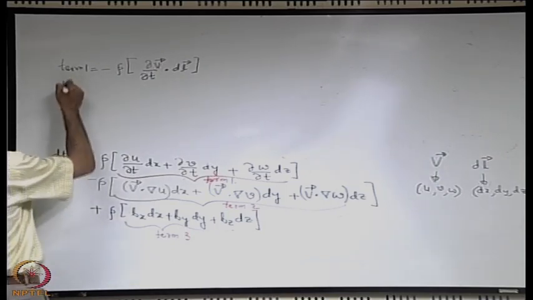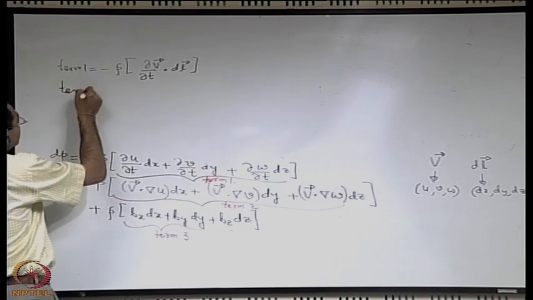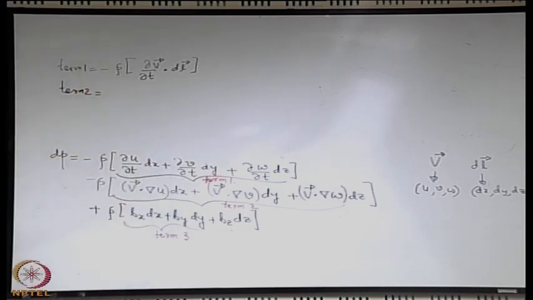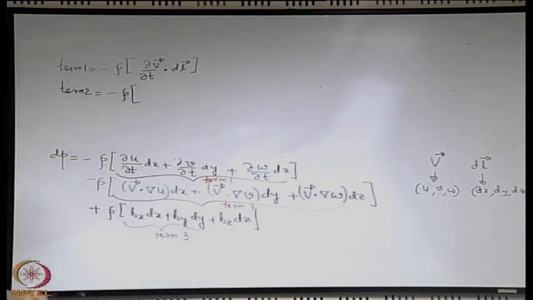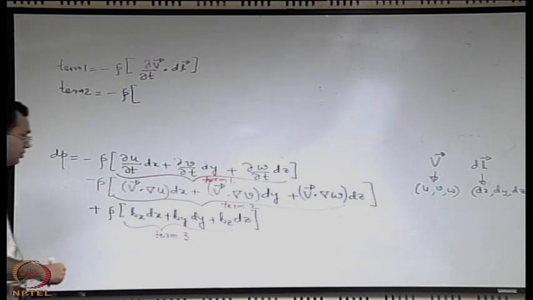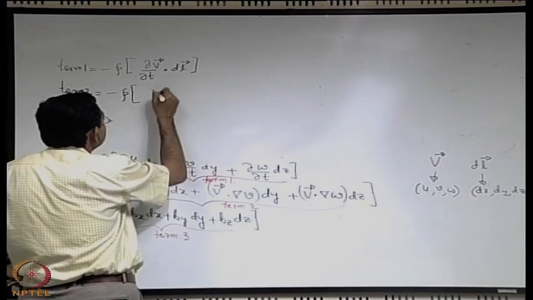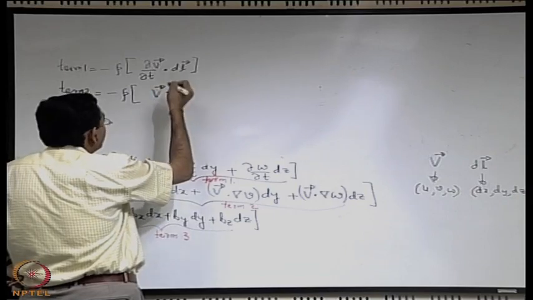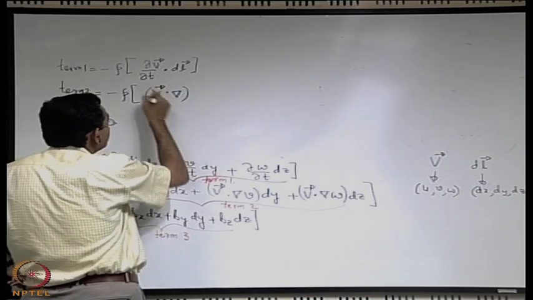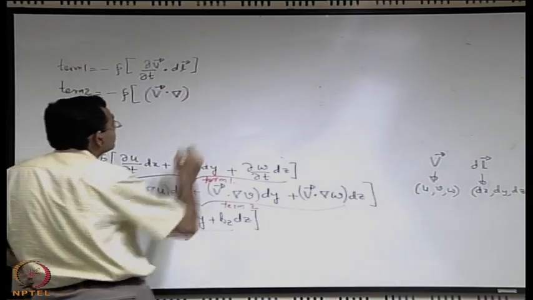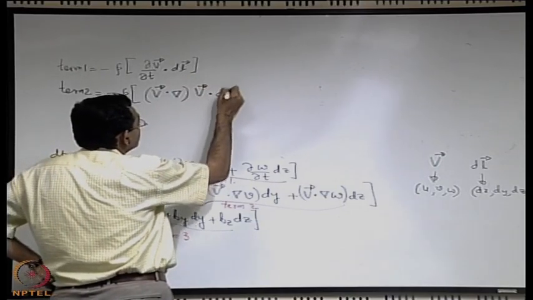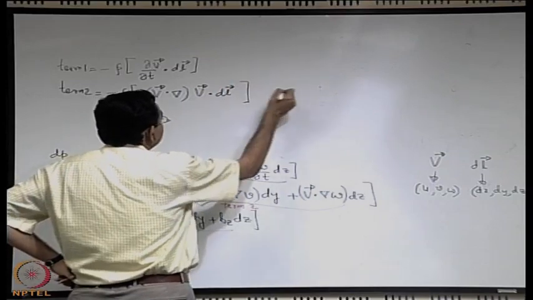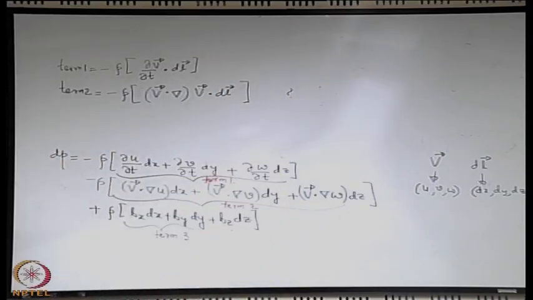Let us write the term 2. How do you write the term 2? Minus rho, again let us try to write using the vectors, v dot. Let us check whether this is alright or not.